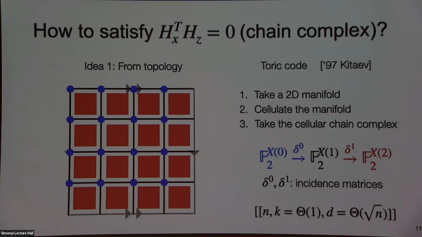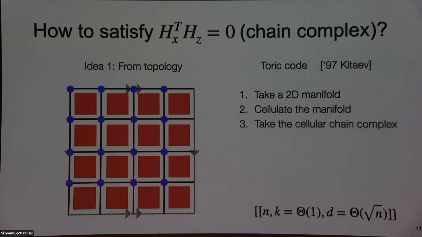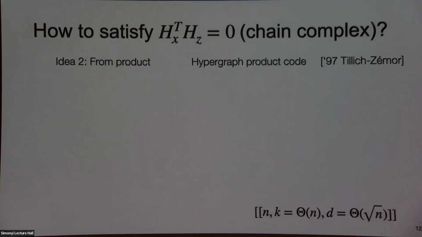Okay. So that's one way to construct these chain complexes. But now we want to improve these code parameters. So the next improvement is that, in fact, this torus is really just a product of two circles. And so you might say, maybe we can just keep this structure. So now we just take a product of two linear maps, arbitrary linear maps.